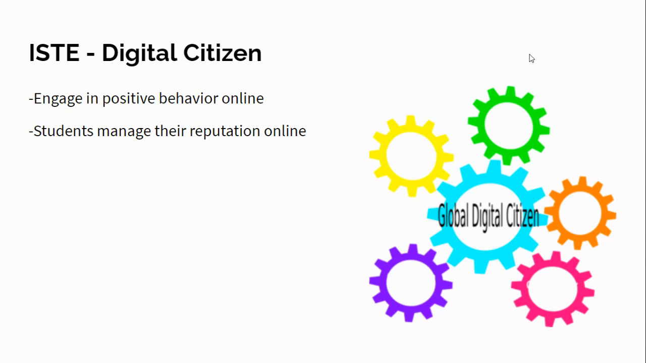Padlet also creates digital citizens and students. Padlet does this by allowing students to engage in positive behavior online. Students must also learn to manage their reputation online. Students can do this by discussing with peers and interacting with their peers in a positive and safe way.